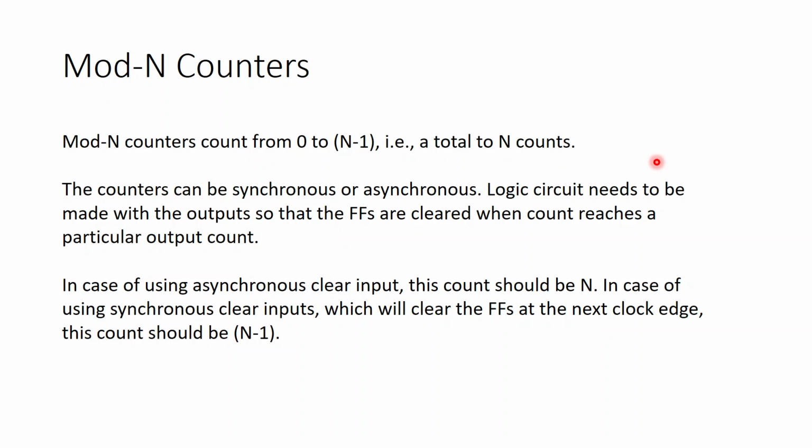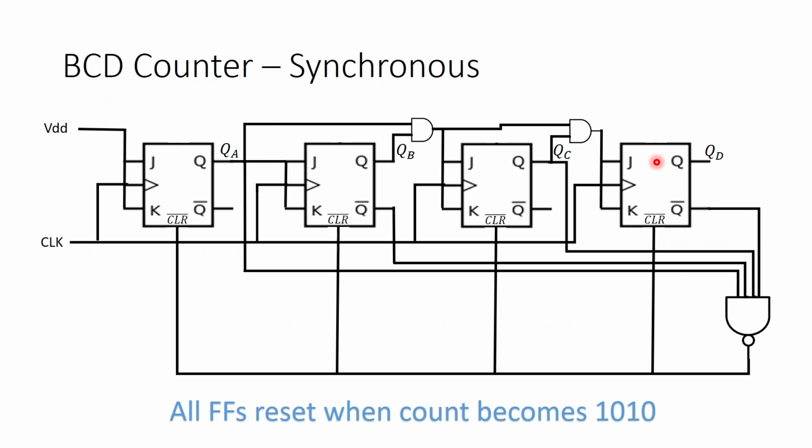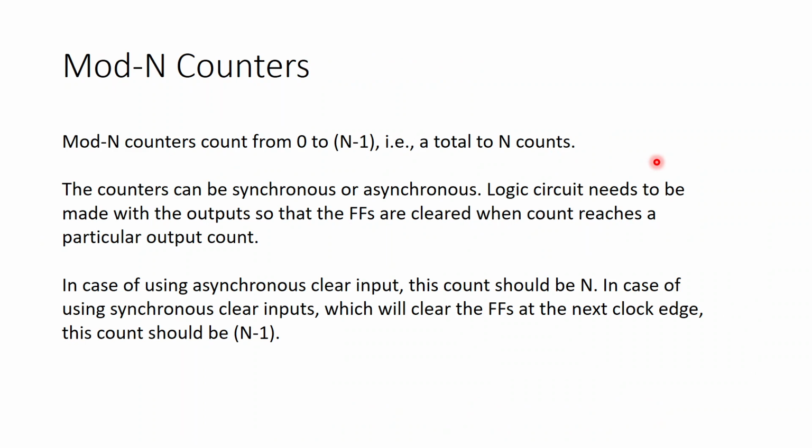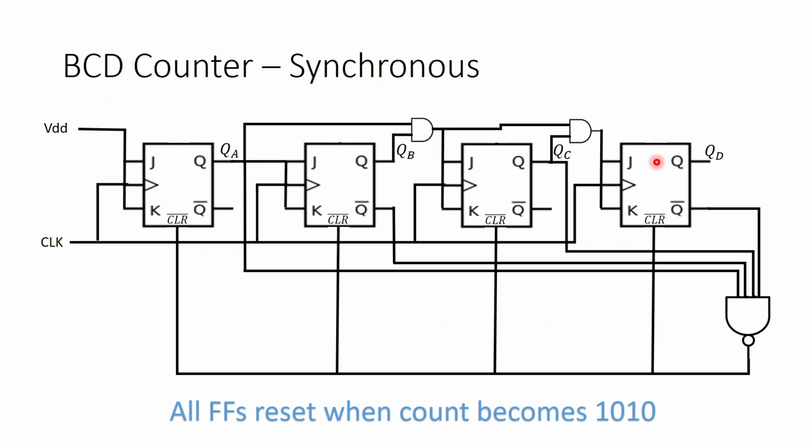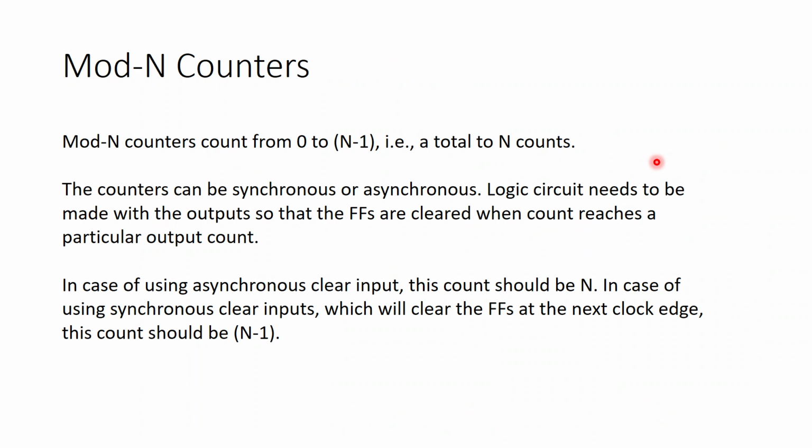Now a general mod n counter. What are mod n counters? BCD is basically a mod 10 counter because it counts 10 digits. A mod n counter will count n digits starting from 0 and ending at n minus 1. So BCD is a mod 10 counter.